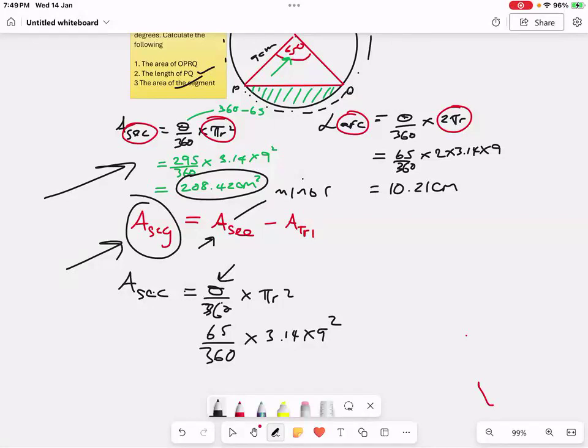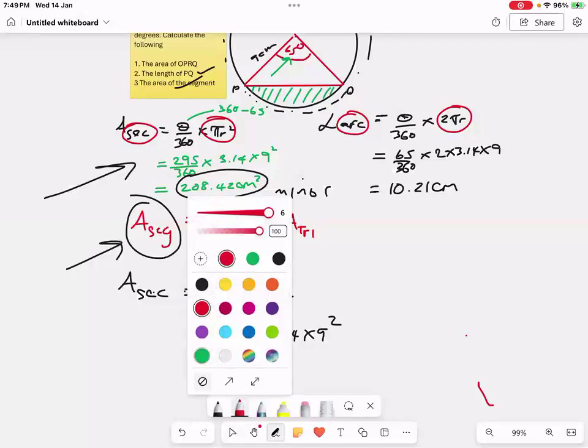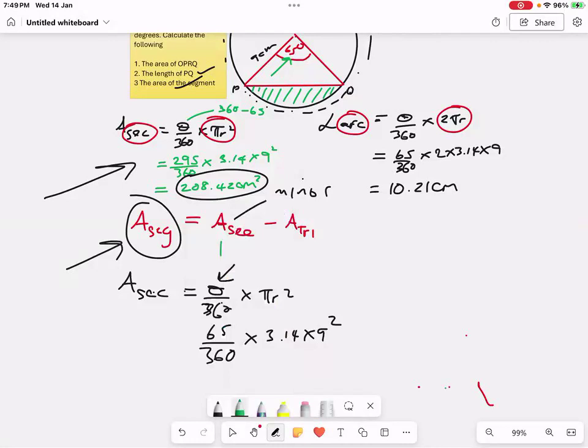65 divided by 360 multiplied by 3.14 times 9 squared. I'm getting 116. So here now I'm getting 116.57. So that's the area of the sector, right? That's the area of the sector.